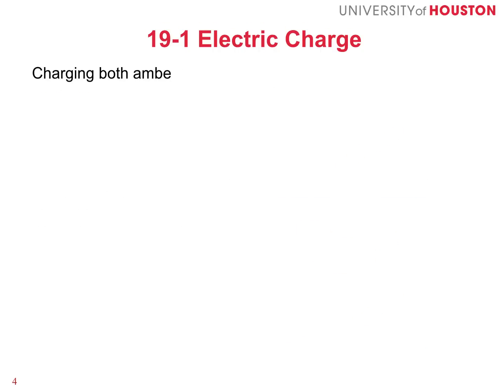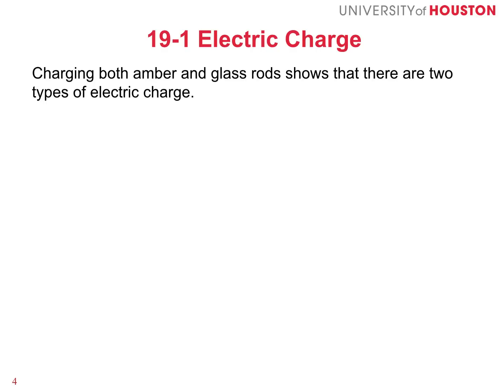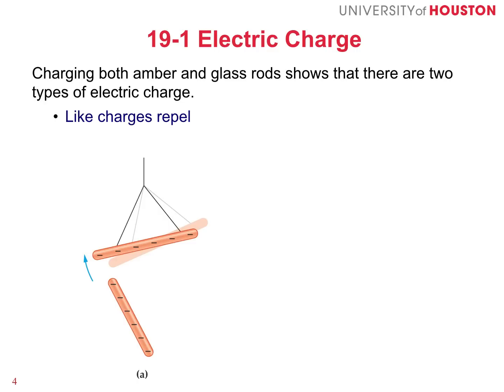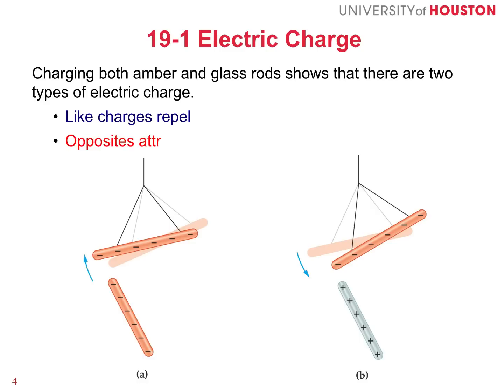Charging both amber and glass rods shows that there are two types of electric charge. If you put two amber rods near each other, and in this case they both have a negative charge, you find that there's a force that tries to make the amber rods repel each other. If you then put an amber rod next to a glass rod, and in this case the glass rod will have a positive charge, we find that there's actually a force attracting both rods together.